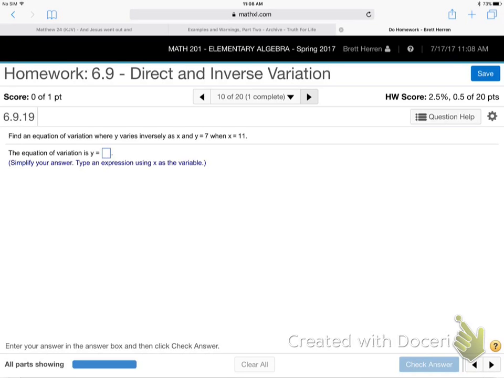I've been waiting for this. Okay. Change the plan: varies inversely. In fact, it'd probably be good if I put them both on the same thing.